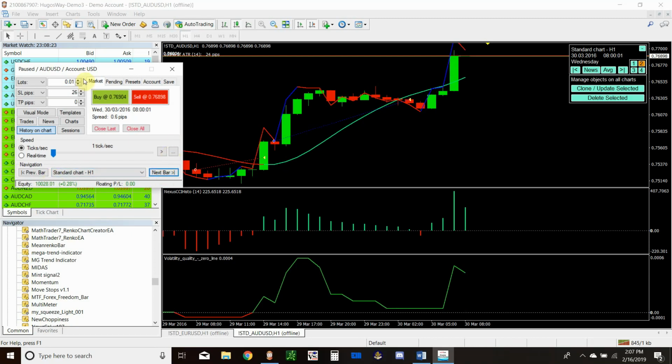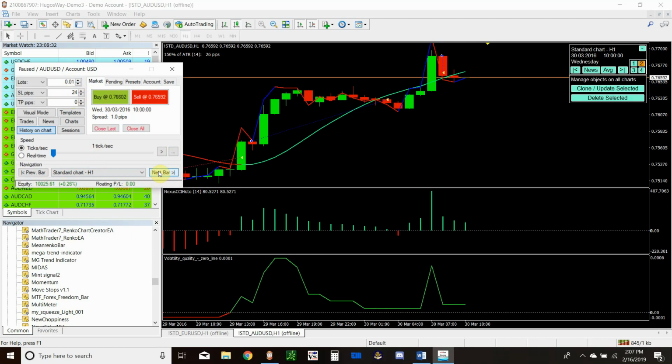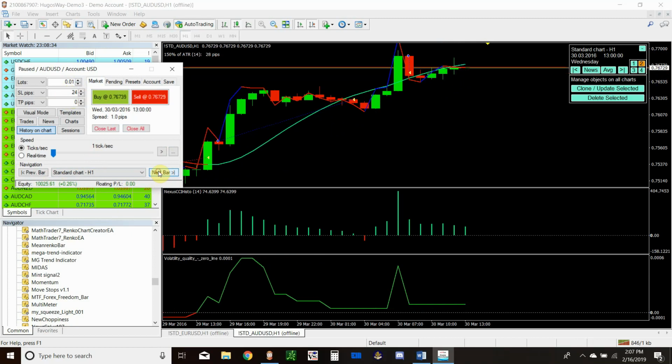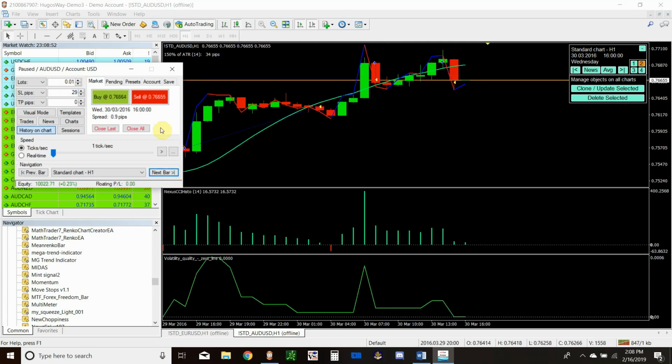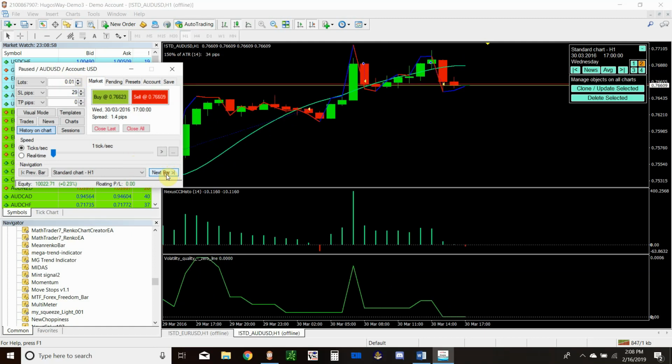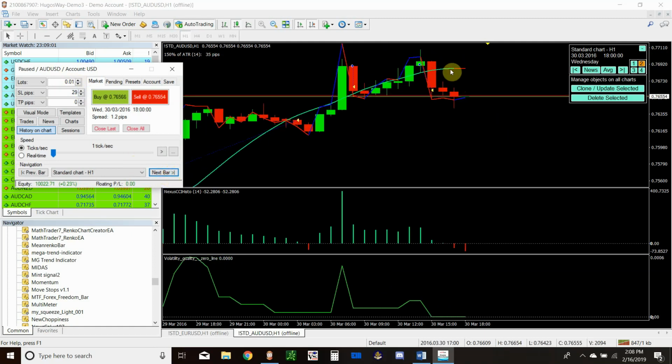Okay, so we have another buy signal here. Stopped out right away on that one. Buy signal there. Say 29 pips. Stopped out there. Okay, so we have a sell signal on two of our indicators there.